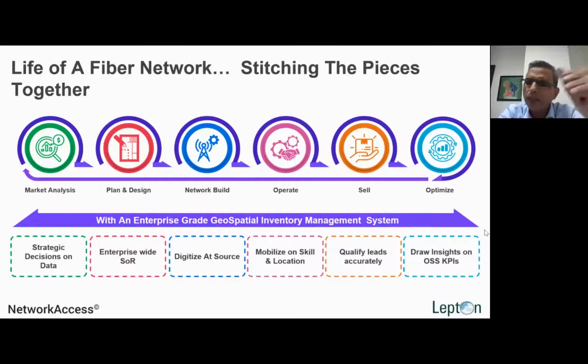And similarly, optimize your network. You want to see what kind of customer experience you are getting, where you are not able to provide the promised SLAs, where the network is underutilized. You want decision making on actual real-time data, not just on gut feel, or just based on the experience of the individual. So that's the state we want to reach.